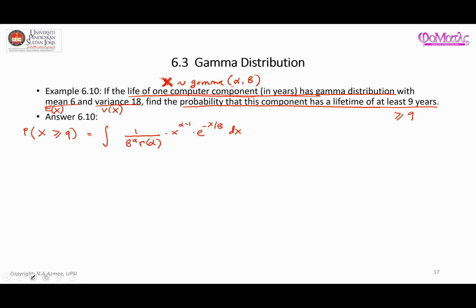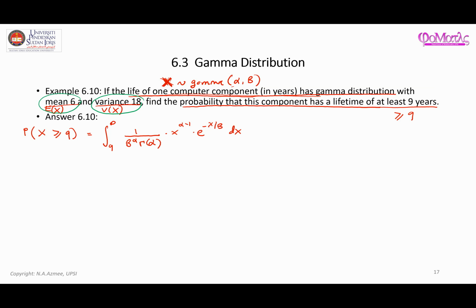For this question, you're going to integrate the probability density function from 9, which is the lower limit, until infinity. That's the process. However, in order to do that, you need to find the values of beta and alpha, because we need these values to come up with the final answer. Beta and alpha can be found from the information given right here.